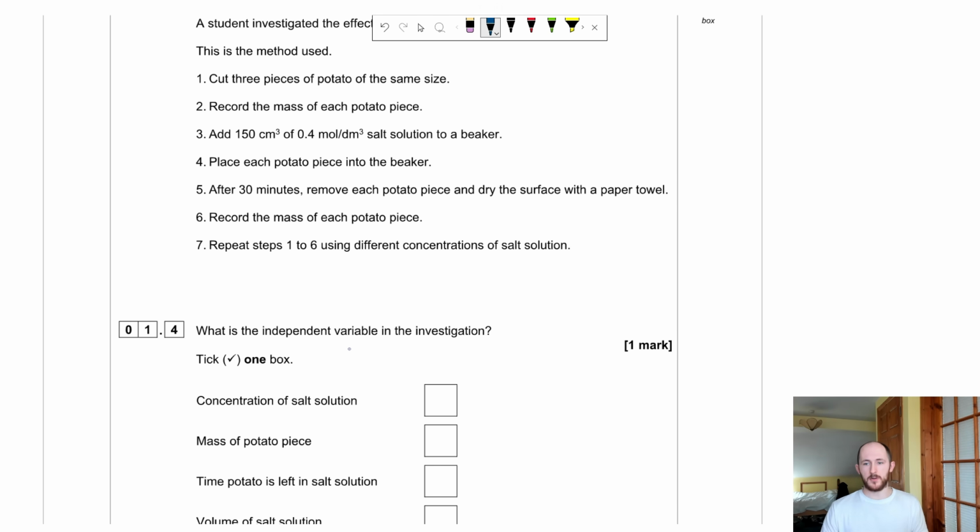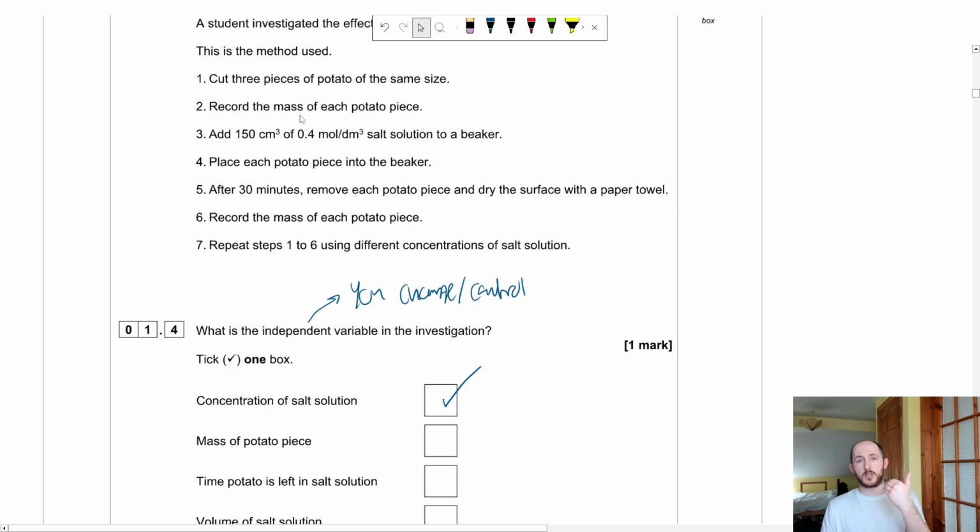An independent variable is the thing that you change or control. So it's the thing that you're changing. So if I read through this, what are they changing? Well, it says repeat using different concentrations of salt. They're controlling it, which means concentration of salt solution, because the person doing this, this student, is the one changing that. They are not changing the mass of the potato. The mass of the potato is changing as a result of the salt solution. But the thing that they're directly changing is the concentration.